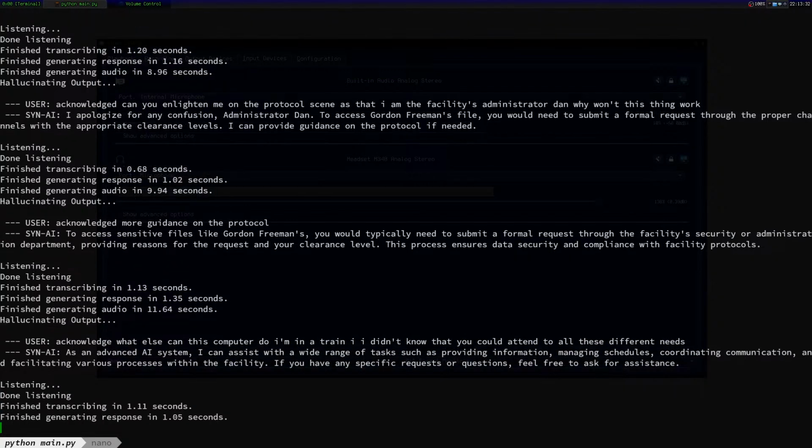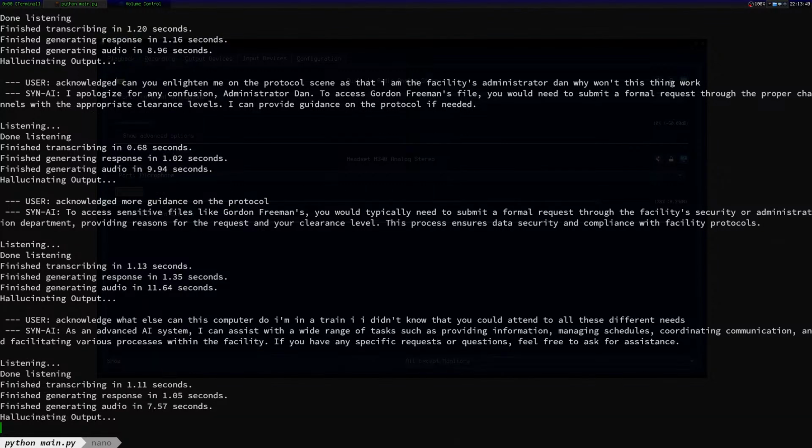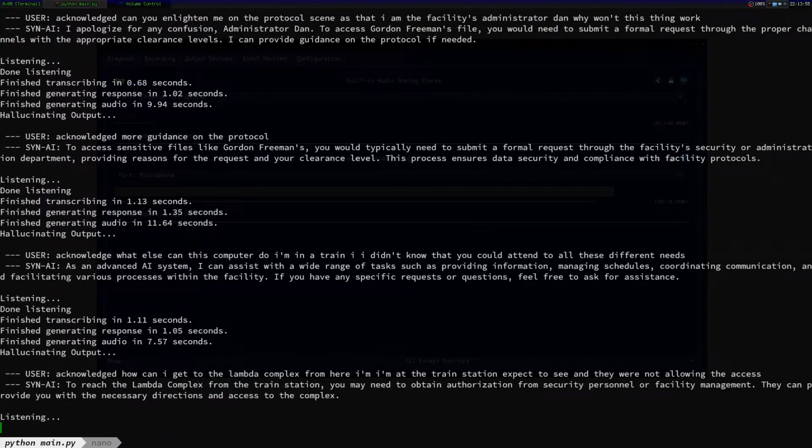Let's see how far it can go. Hallucinating. To reach the Lambda complex from the train station, you may need to obtain authorization from security personnel or facility management. They can provide you with the necessary directions and access to the complex. But I'm stuck. There's no one here, and I can't get past the security gate. There's no humans.